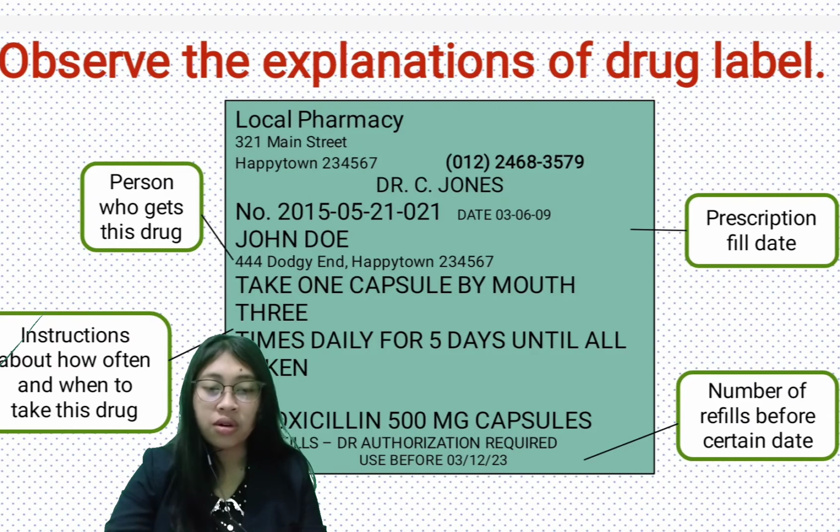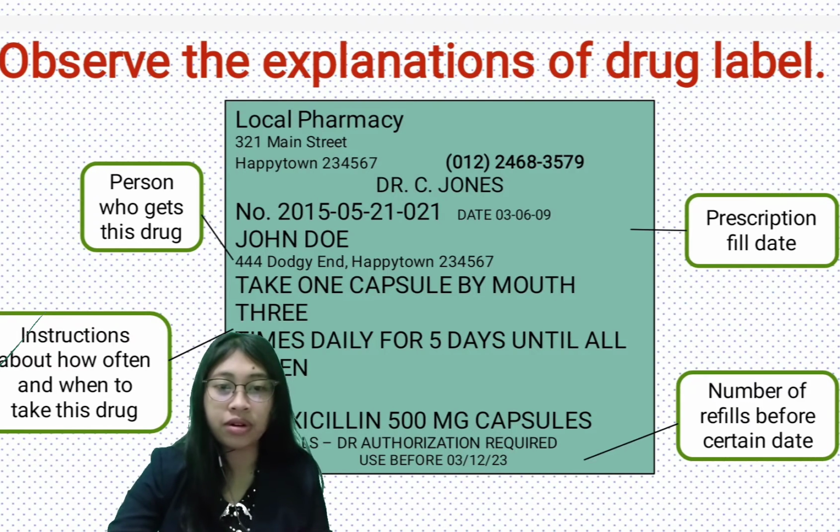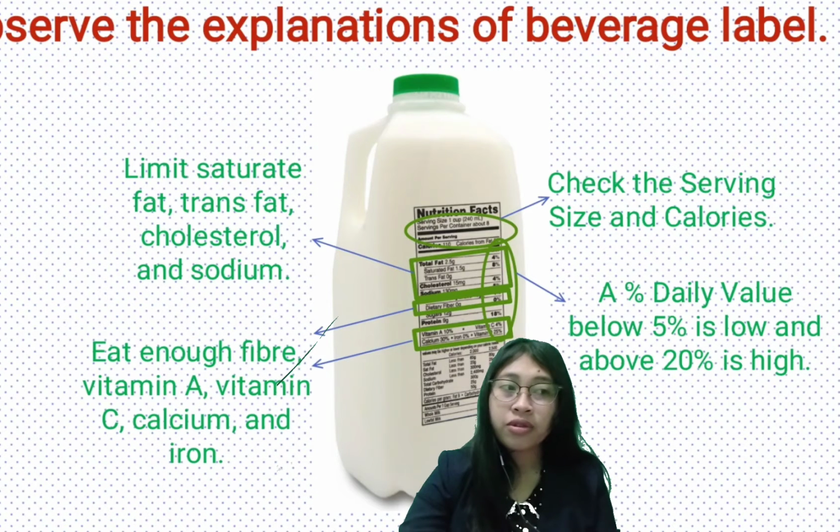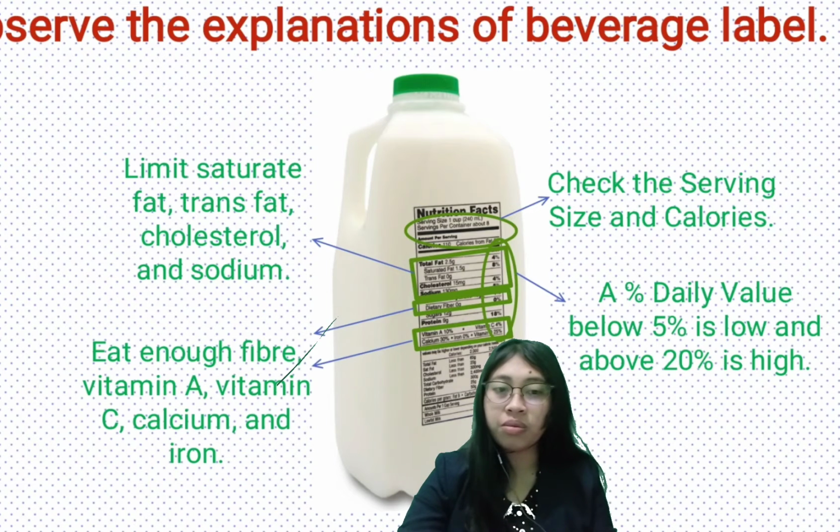And above it all, there is a number of refill before certain dates, it's an expiry date. Now observe the explanation of before. The food and beverage labels usually contain all of this. There is a limit of saturated fat, trans fat, cholesterol, and sodium. This also has a check of the serving size and calories.